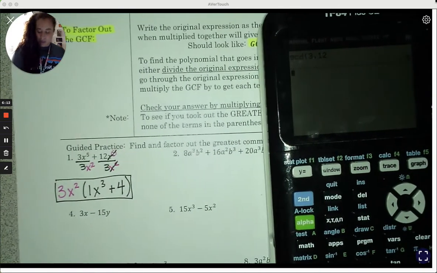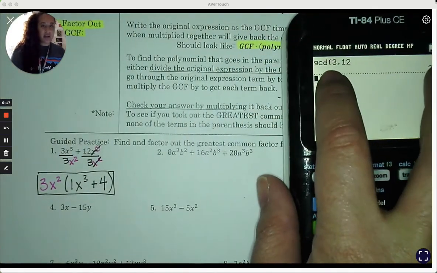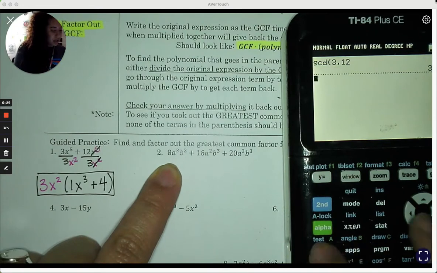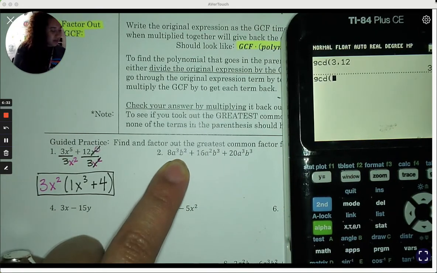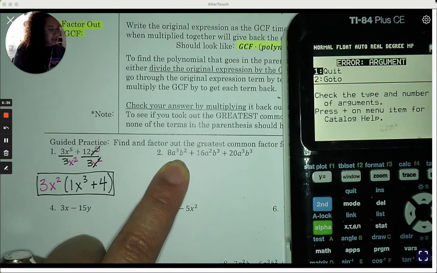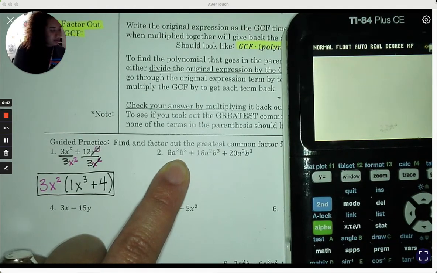So now we're going to look at number 2. Now the greatest common factor function here, I'll be honest, I haven't figured out how to use it with 3 numbers. So I'm going to laugh if this works. But if I do 8, 16, and 20, it tells me I have an argument. So, yeah, I don't know how to do it with 3.